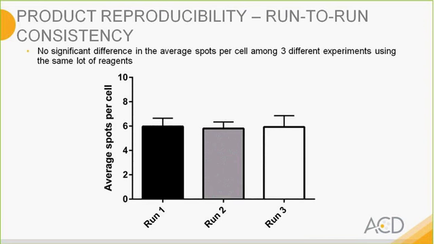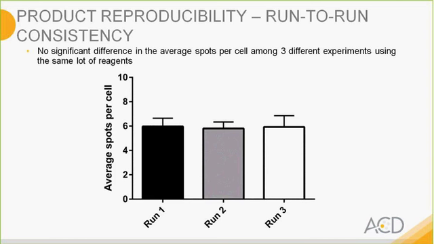Again, we quantified the number of spots here to confirm that what we're seeing was truly accurate. When we quantified the average number of spots per cell, we can see that there's no statistically significant difference in the number of spots we're detecting from the 3 different days or 3 different experiments performed. So this really demonstrates that we have consistency between multiple runs of the RNAscope 2.5 assay.